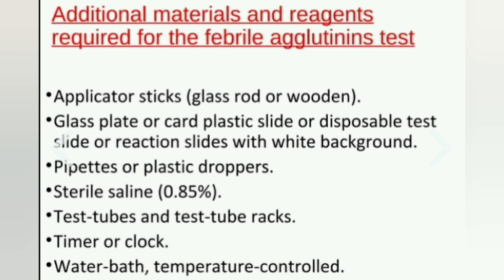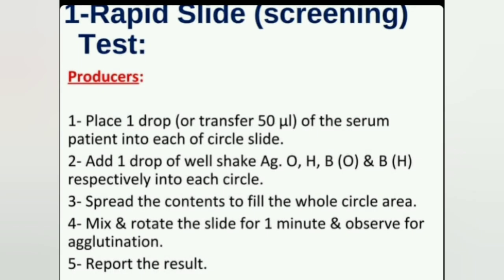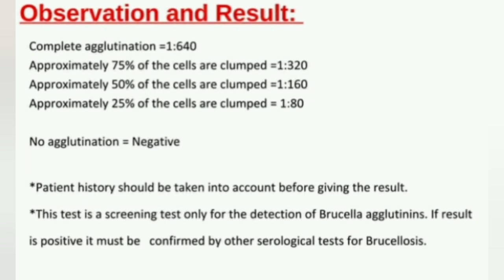Additional materials and reagents required for the febrile agglutination test: applicator stick, glass plate or card, plastic slide or disposable test, pipette or plastic dropper, sterile saline 0.85%, test tube, timer clock, water bath temperature controller. Rapid slide screening test procedure: place one drop, then observation and results.